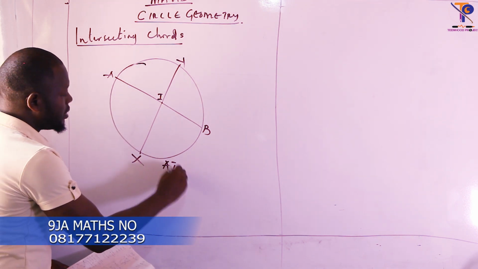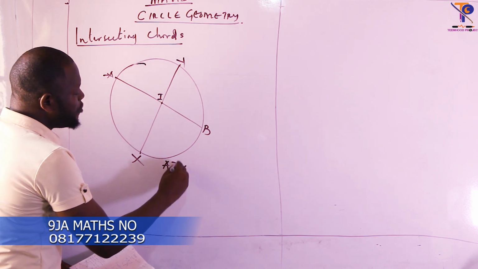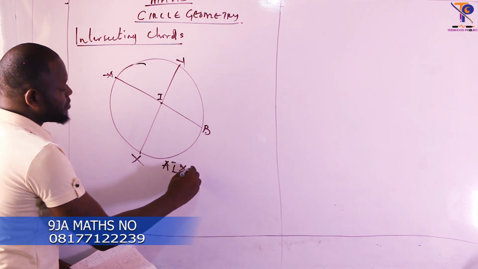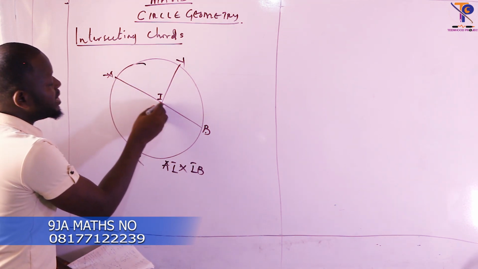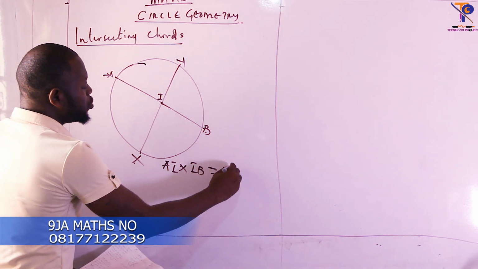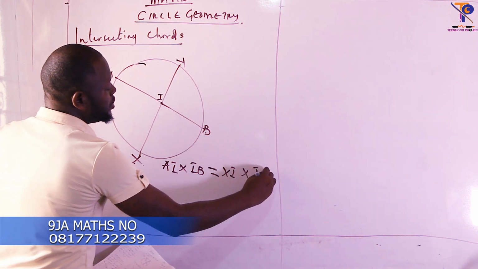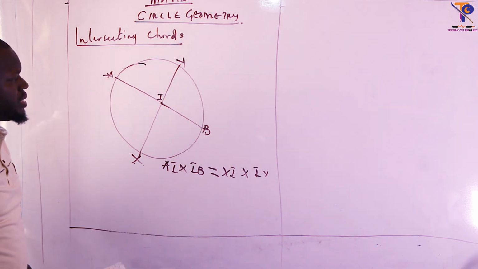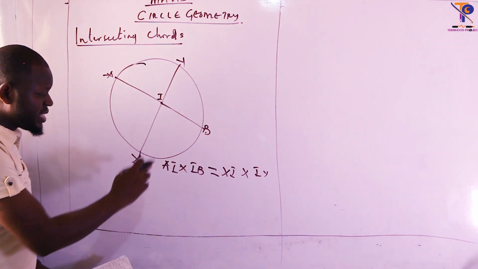AI, that means from here to here, if you multiply it by IB, from here to here, the multiplication of this to this and this to this will be equal to the multiplication of XI, that means this to this, and IY, this to this. That's all. That is the intersecting chord theorem. So there's a need for you to understand this.